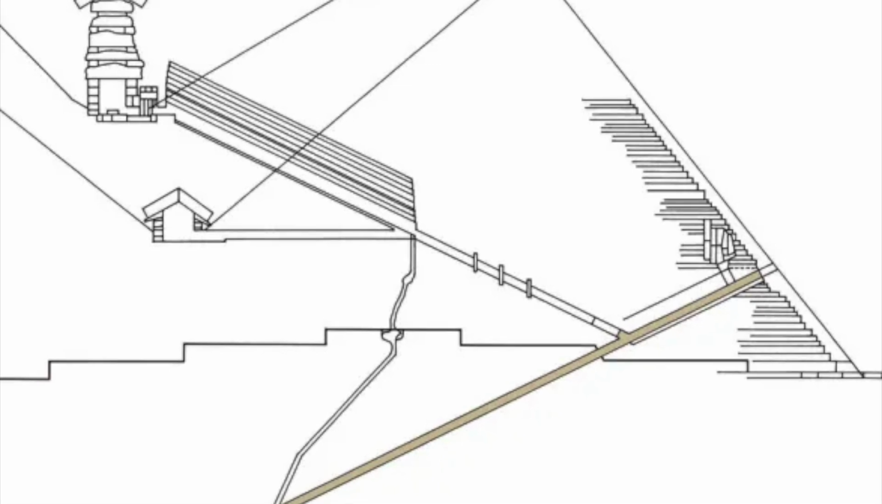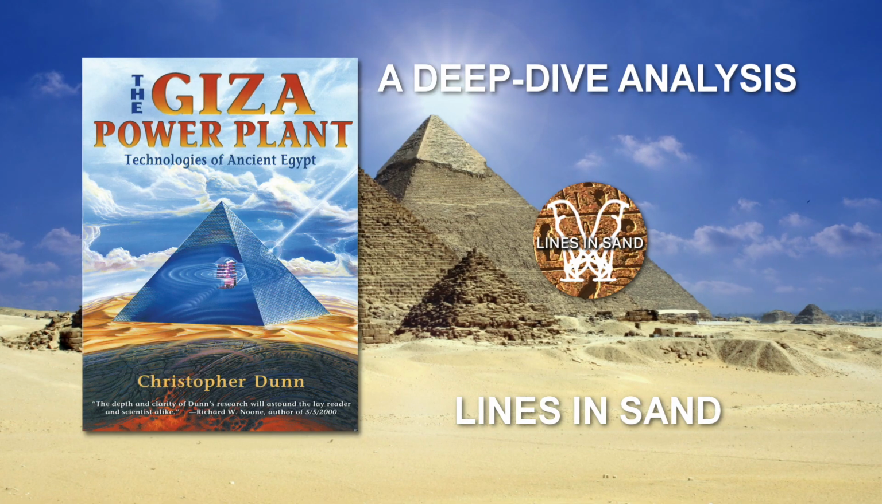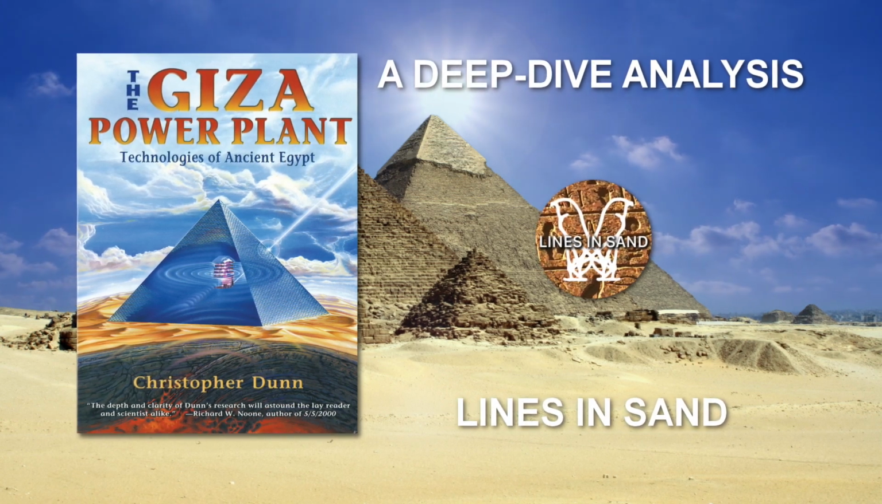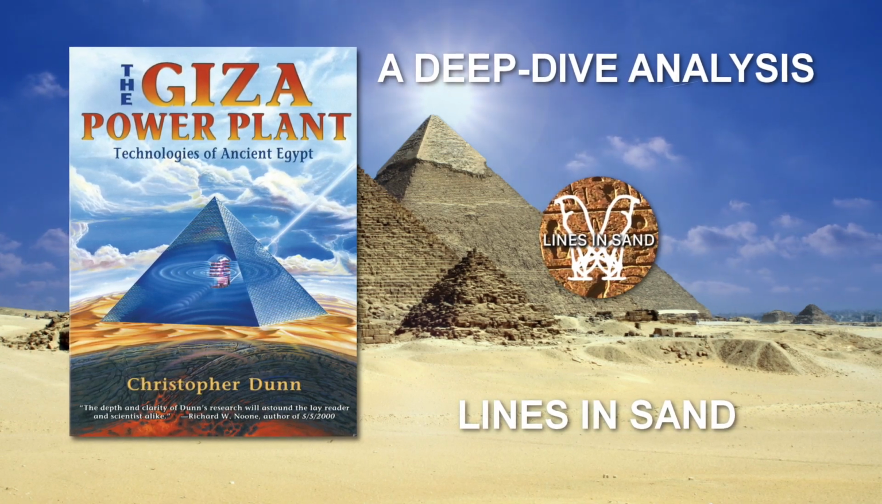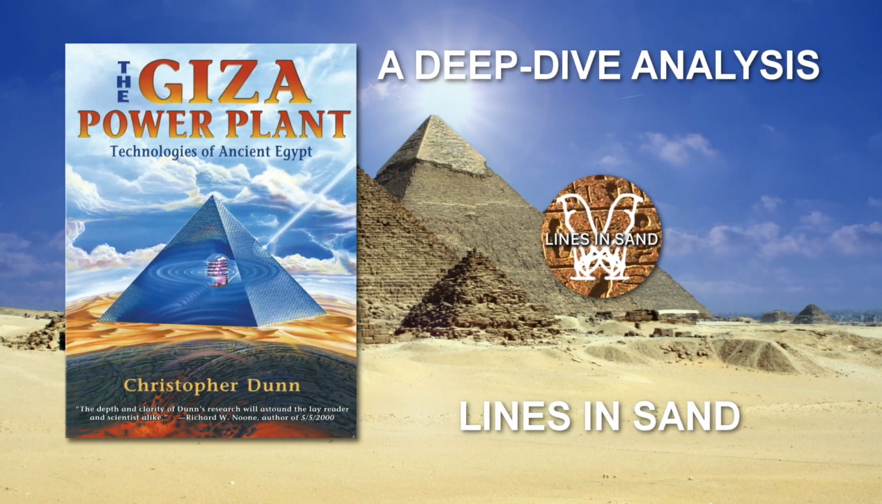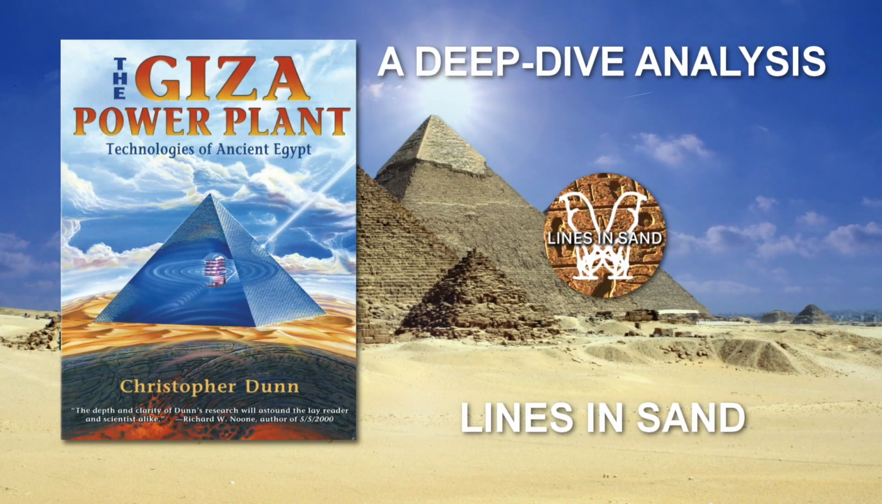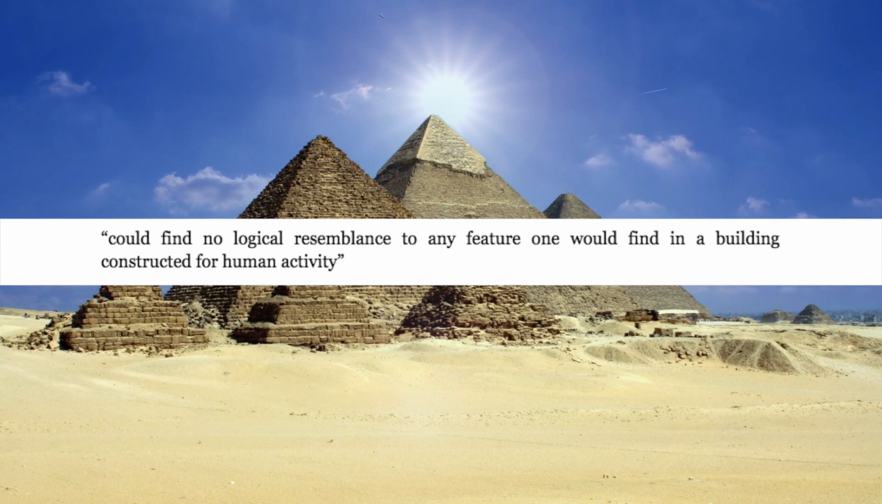Dunn goes on to explain that whilst he understands why those who are perhaps reluctant to let go of the established tomb theory may assign a dual purpose to the pyramid, his lifetime of engineering, looking at plans and blueprints, caused him to look at the Great Pyramid in a different light. Dunn writes that he, quote, could not find logical resemblance to any feature one would find in a building constructed for human activity. End quote.